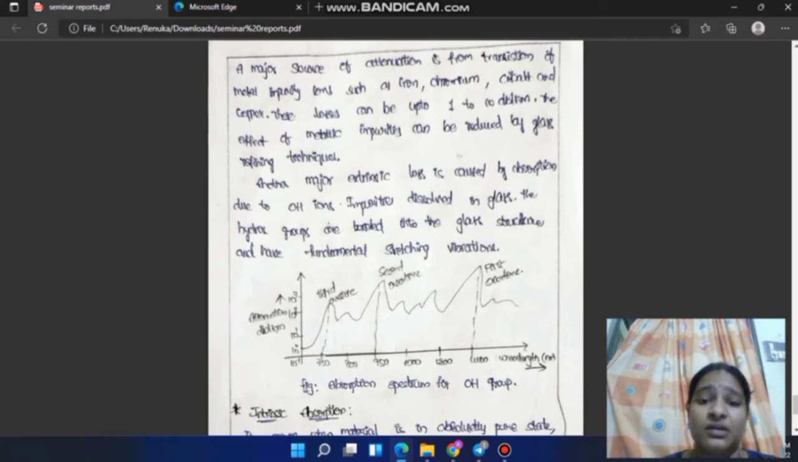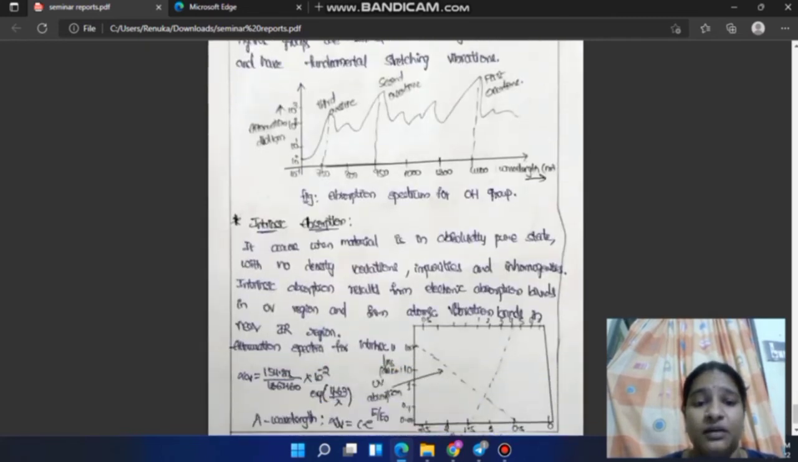Another major extrinsic loss is caused by absorption due to OH ions, impurities dissolved in glass. The hydroxyl groups are bonded into the glass structure and have fundamental stretching vibrations. The graph shows absorption wavelength versus attenuation, and it has three overtones: first overtone, second overtone, and third overtone. The first overtone is at 1400 nanometers wavelength, the second is at 950 nm, and the third is at 750 nm. The figure shows the absorption spectrum for the OH group.